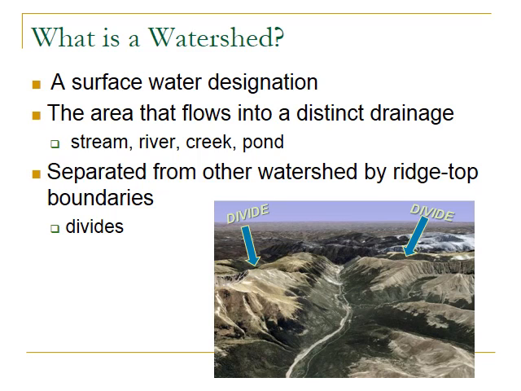The separation between watersheds then are those ridge tops, and those are called divides, like the Great Divide, which is the Rocky Mountains between the eastern and western U.S. Those are divides.